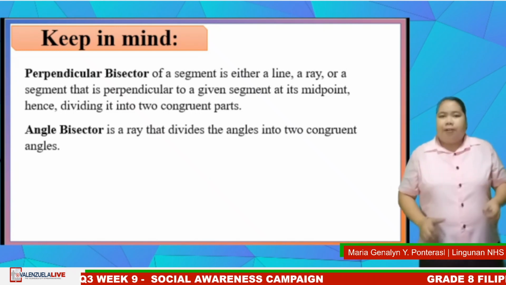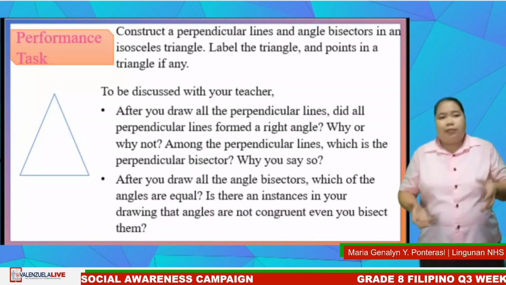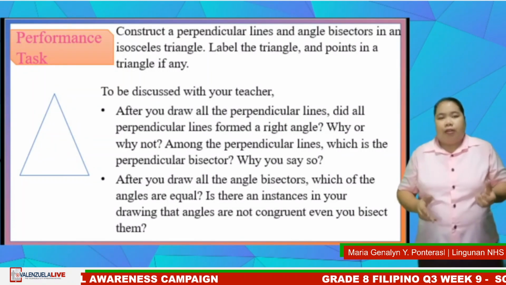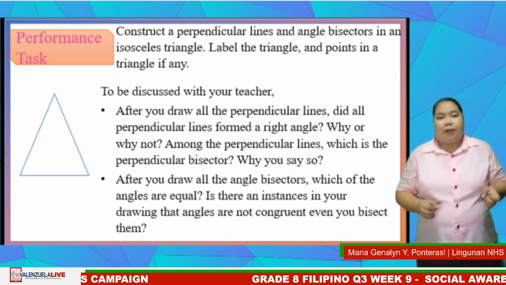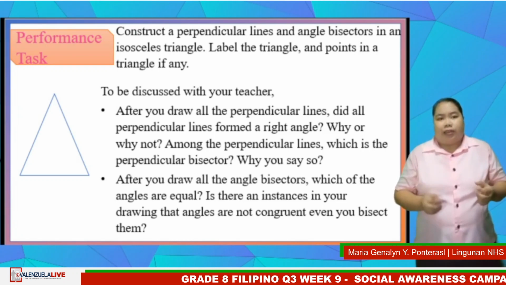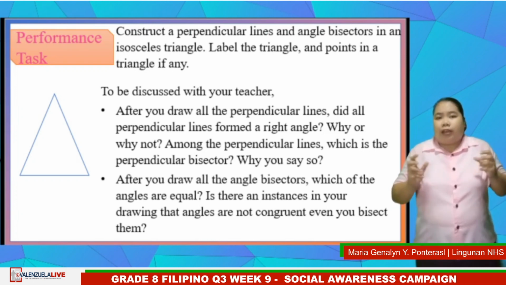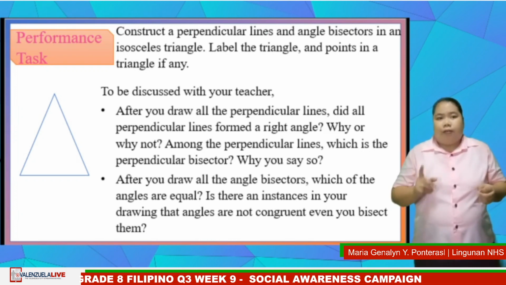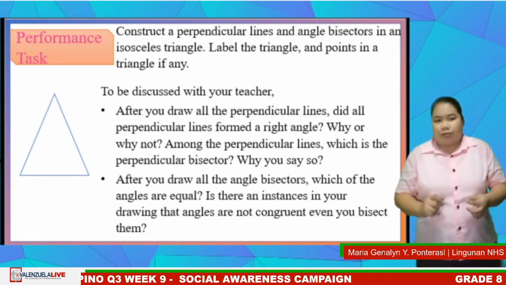Now, before we end our discussion, we have the performance task to be discussed with your teacher. The instruction is, construct a perpendicular bisector and angle bisector in an isosceles triangle. Label the triangle and points in the triangle if any. Now, here are the tasks that you're going to discuss with your teacher.